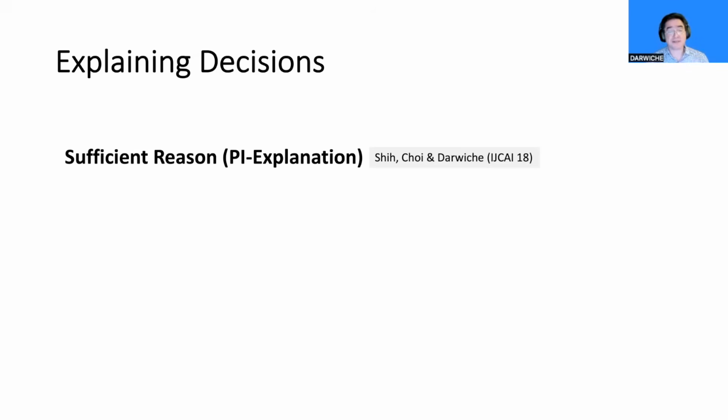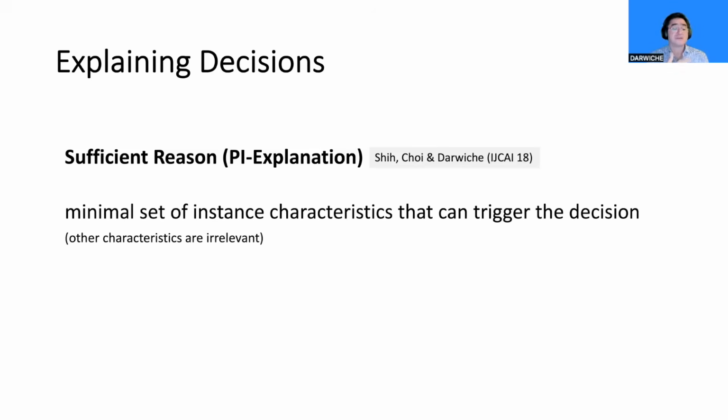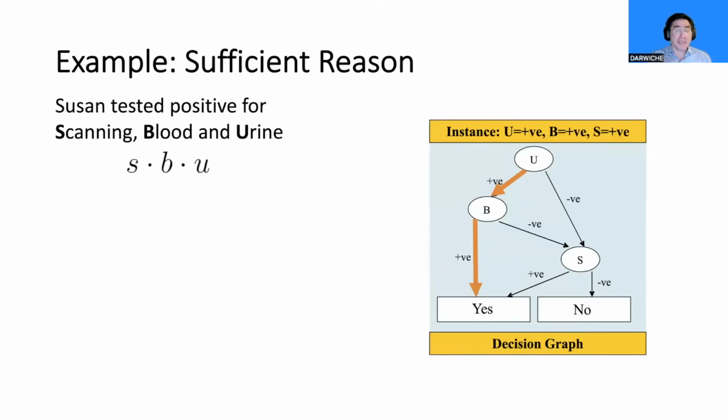So if you had 100 characteristics as the input to the classifier, and I can come back with 7 of them and tell you these 7 are sufficient, meaning you can change the other 93 in any way you want, and the decision will not change. And moreover, no subset of the 7 will have that property. That's basically what a sufficient reason is. In words, again, a minimal set of instance characteristics that can trigger the decision. Now, let's take a couple of examples so that we see this concretely.